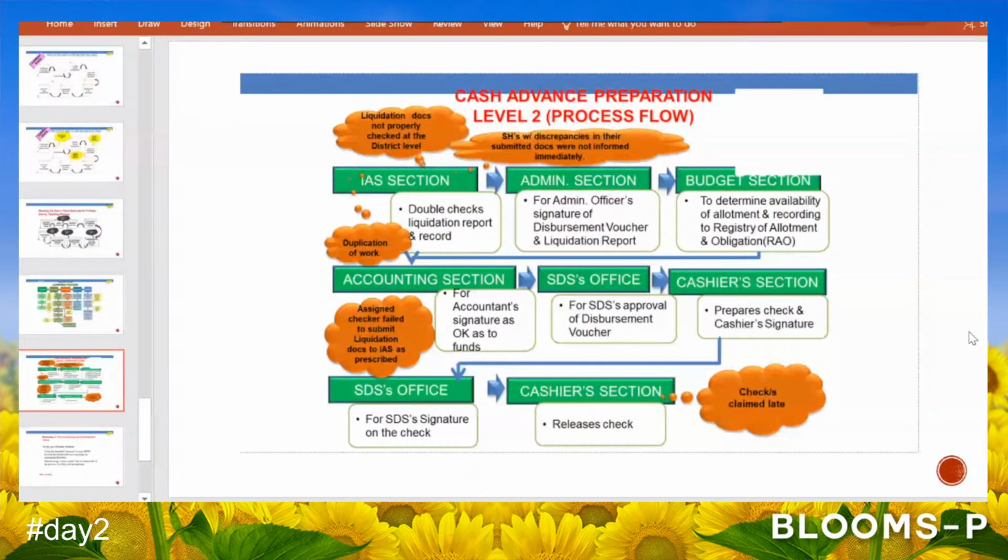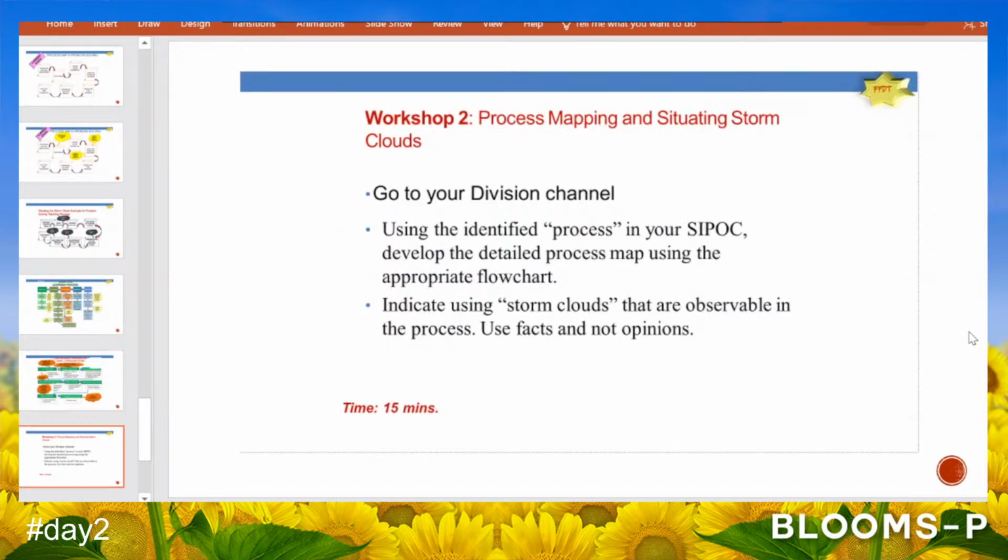Okay, just like with the cash advances, we have here from the IAS section, the liquidation process, not properly checked at the district level. So it's a problem. We need to put into consideration what we need to do about it. Then we have the school heads with discrepancies in their submitted documents who were not informed immediately. We have to address that one.